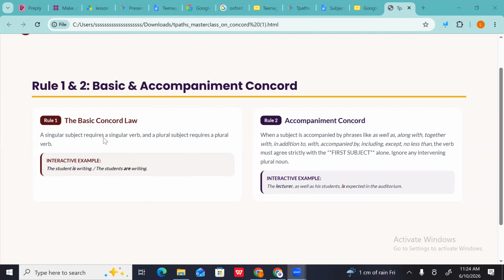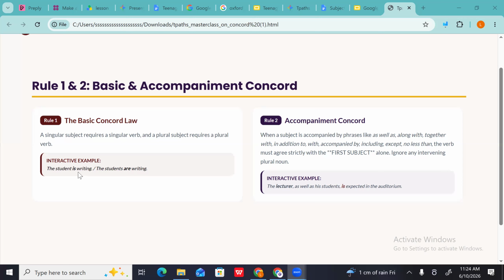A singular subject requires what? A singular verb. But a plural subject, on the other hand, requires what? A plural verb. The student is writing. Student is what? Singular. It should attract is writing, not the students are writing. You can see this is writing, which makes it continuous, but we've done a lesson on that. This is a continuous tense because of this.